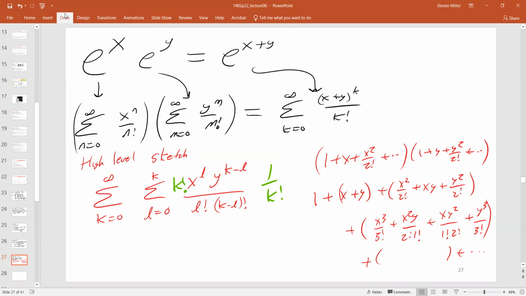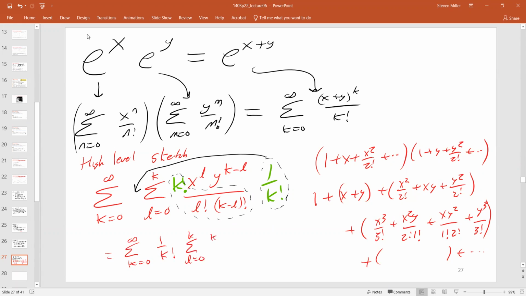And now when I do this, what I notice is this part over here is very nice. And this part over here, it doesn't depend on L, so I can move that out. And then this is just going to become the sum, k goes from 0 to infinity, 1 over k factorial, and I'll have the sum, L goes from 0 to k of k choose L, x to the L, y to the k minus L. But this part over here, we've seen this before. Anybody remember what that is?